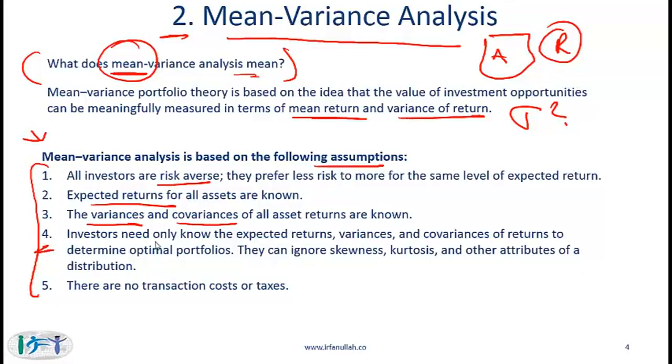Then number 4, investors need only know the expected returns, variances, and covariances of returns to determine the optimal portfolio. Implied in here is the fact that investors can ignore skewness, kurtosis, and other attributes of a distribution. So this is a major simplification. And finally, we assume that there are no transaction costs and no taxes. So make sure that you remember these 5 assumptions. They are mentioned in the learning objectives.